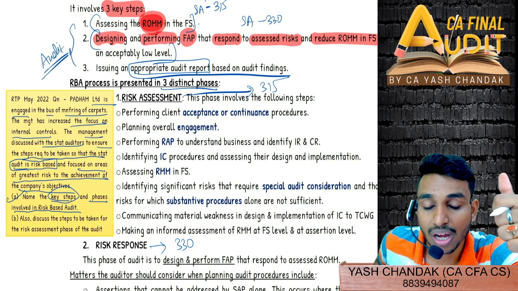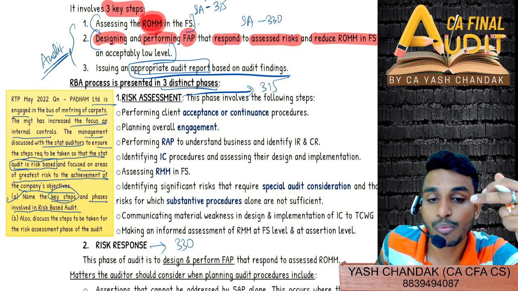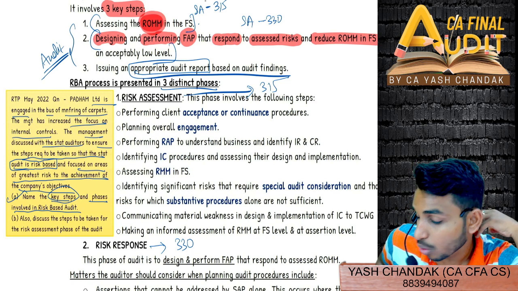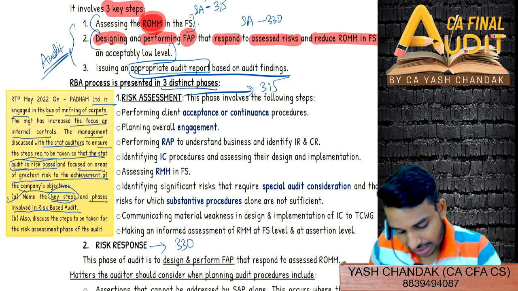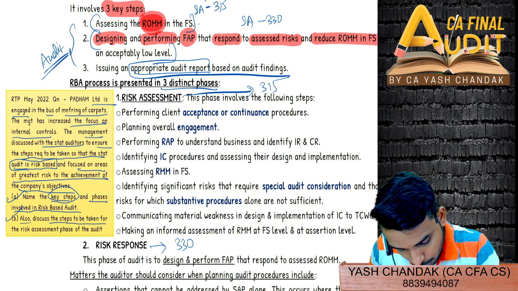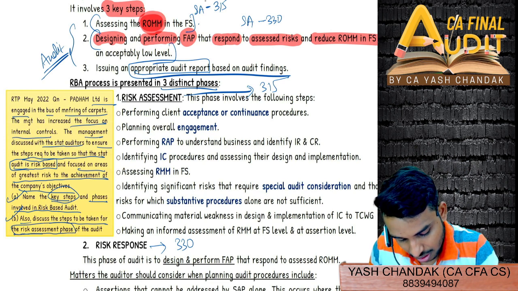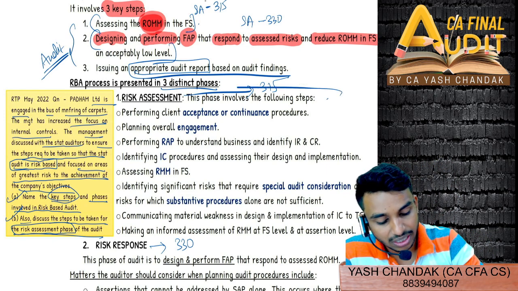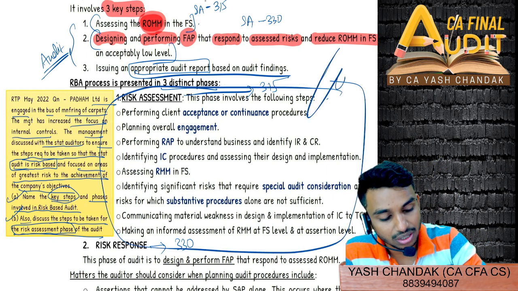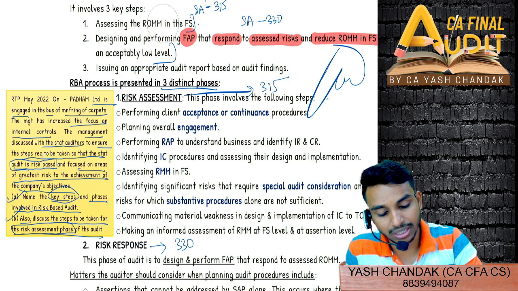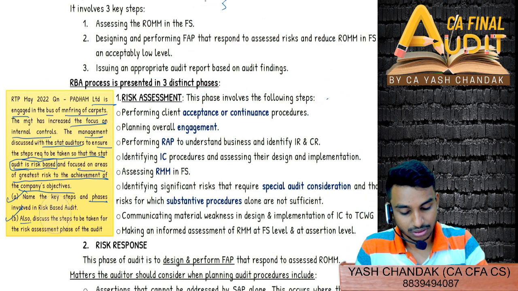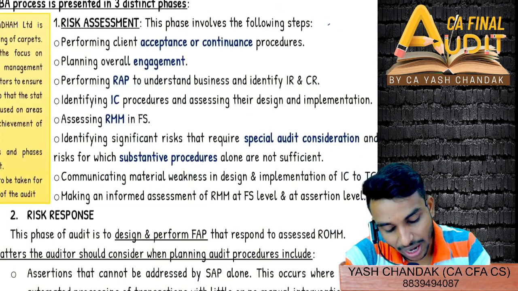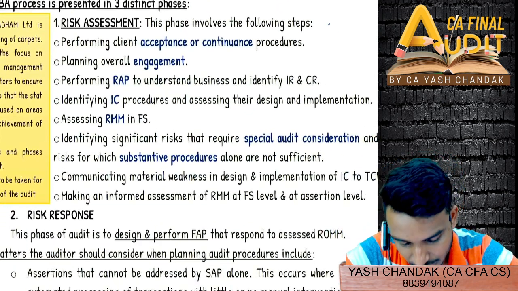One was risk identification, right? Then response to assessed ROMM in the financial statement to bring the ROMM to an acceptable low level, and thirdly the reporting. Then they also ask to discuss the steps to be taken for the risk assessment phase. That means the first phase of the risk-based audit. Here they want this answer. In the first phase, you will have to identify and assess the risk.